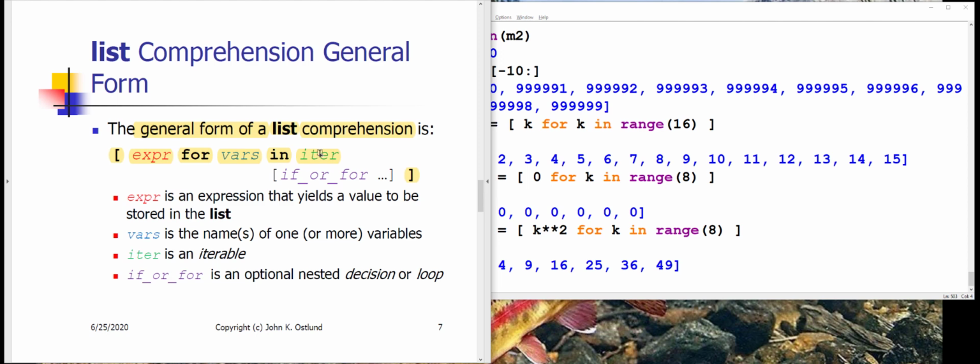Optionally, and we haven't seen an example of this yet, following that for loop, you could have an if decision that determines whether or not that current value of the variable is used to compute the expression. You can also, as an alternative, have another for loop. And for that matter, you can have a whole sequence of these if decisions and or for loops.